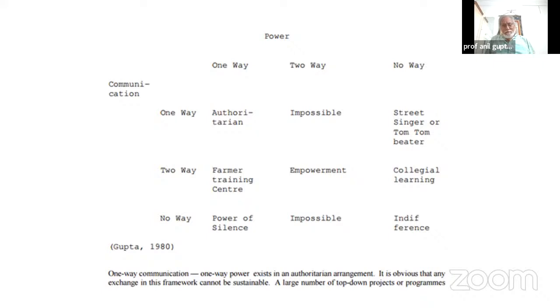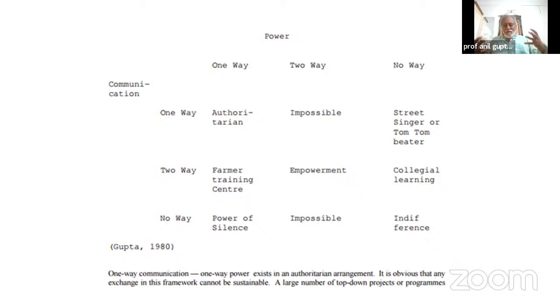Now we come to the next. Two-way communication, one-way power. That is a farmer training center or extension center, where you have a dialogue between the trainee and the teacher, but content is decided by one side. Two-way communication and two-way power, that is empowerment. In China, they called it the mass line concept. Gandhi called it the village republic concept, where the village will have control over the way it uses the resources that the center or the state provides, and the state will have some control over the uses. And there is a tension between the two.